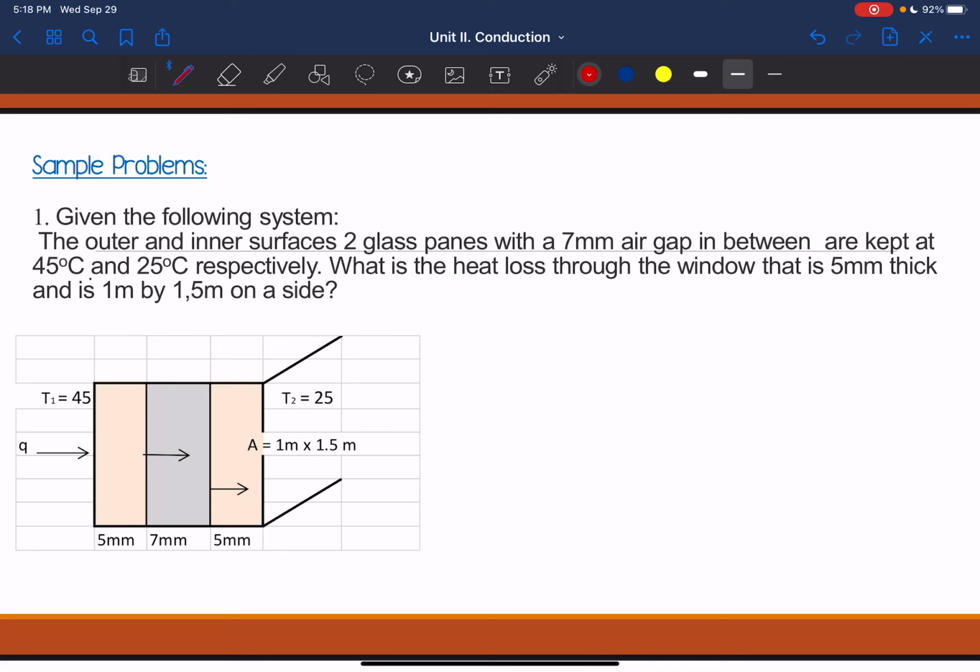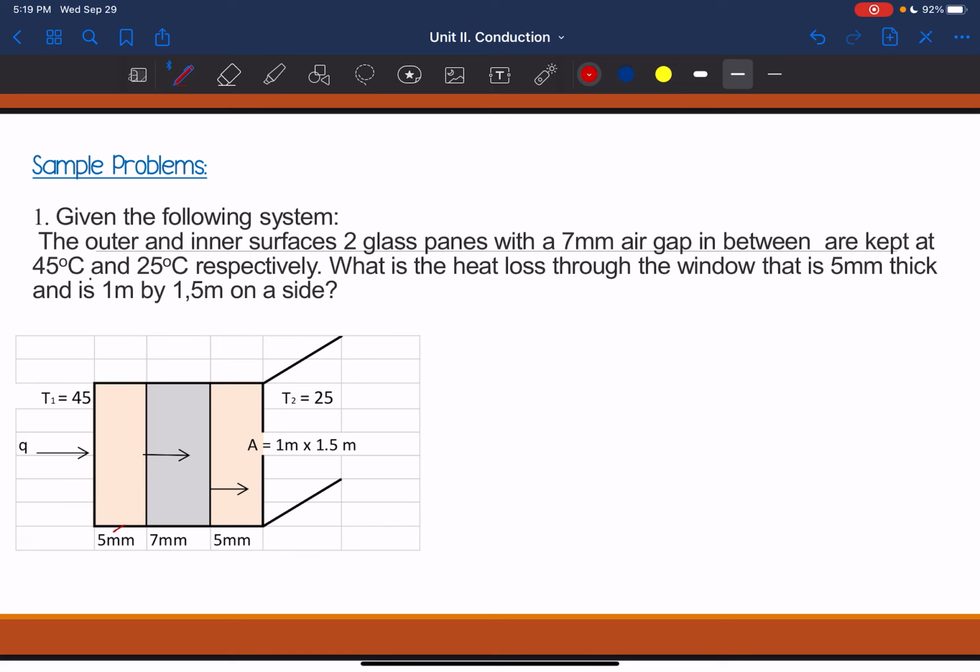It is given here. So by the given system alone, you already know that it is resistance. You have a resistance in series. So we have here the outer and inner surface of two glass panes with a 7 mm air gap in between kept at 45 degrees C and 25 degrees C respectively. What is the heat loss through the window that is 5 millimeters thick and is 1 by 1.5 meters on a side?